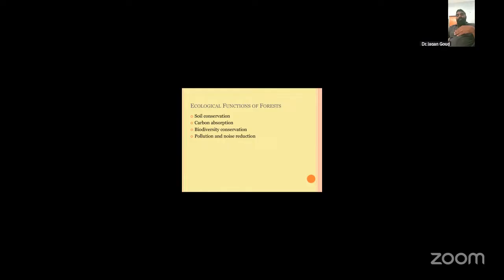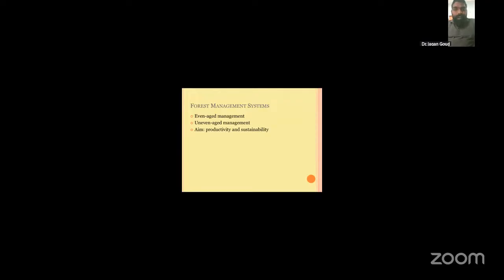Okay, into the next slide. Forest management systems. Forest management systems are scientific approaches used to regulate forest structure, composition, regeneration, and yield to achieve long-term goals of productivity, sustainability, and ecological stability. The central aim of forest management is to balance economic productivity, ecological integrity, and social and livelihood needs.